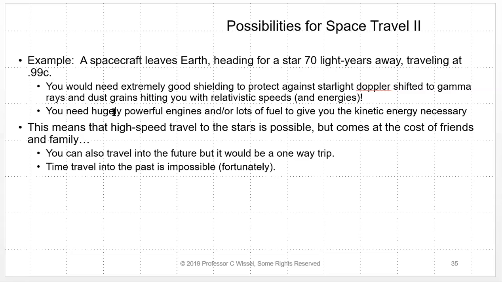On top of that, when you come back, all your friends and family would be dead. High-speed travel to the stars is possible, but it comes at the cost of friends and family. You can travel into the future, but it's a one-way trip. You can't come back again. Time travel into the past is impossible, which is fortunate because you could go into the past and kill your grandfather, and then you would kill yourself.